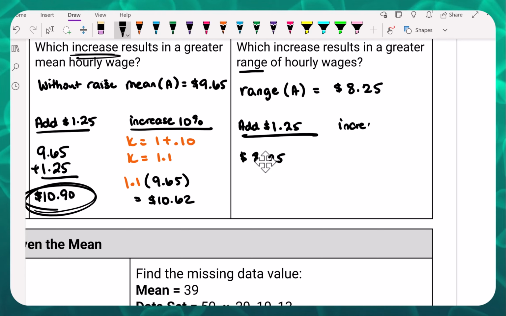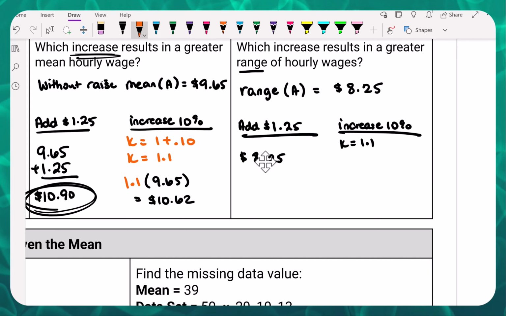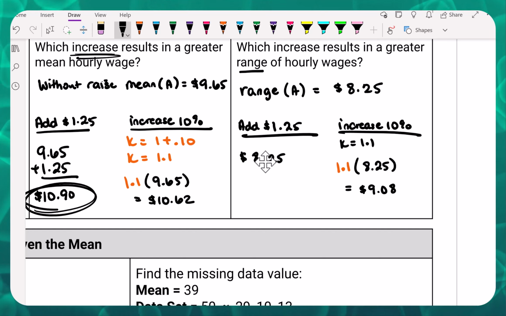But if I increase it by a percentage, it's going to grow the same amount as I did last time, and you're going to actually change it. Anytime you multiply a whole data set, you have to multiply all measures of center and variation by that amount, and that's going to increase it to $9.08. So your range is definitely going to increase, but honestly, as an employee, I'm definitely going to want the $1.25 raise just because I'm going to get more money.